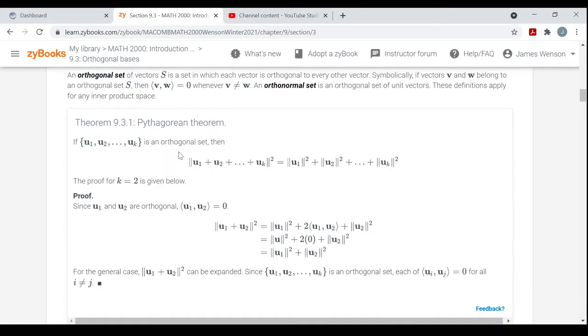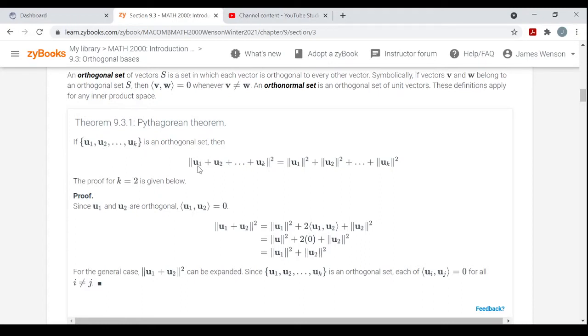And then here's something nice and pretty about orthogonal sets: the Pythagorean theorem for orthogonal sets. If you have an orthogonal set of vectors, say u1 through uk make up an orthogonal set, that means u1 and u2 are orthogonal, u1 and u3 are orthogonal, u1 all the way up to uk are orthogonal. Same thing with u2 and u3, u2 and u4, u2 and u5, etc. Every pair of vectors is orthogonal.